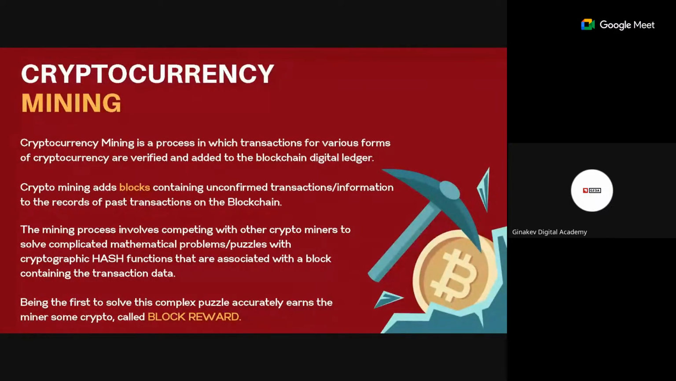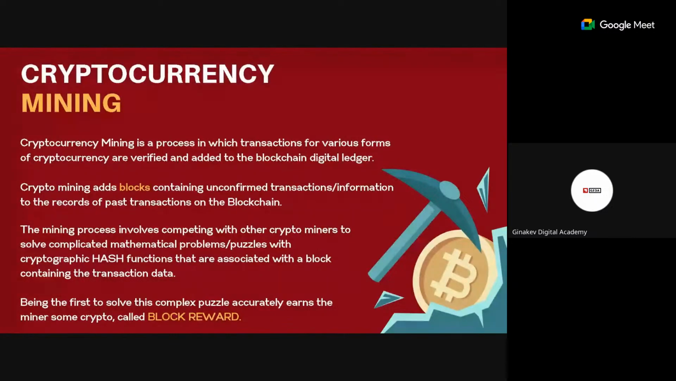It is a process in which transactions for various forms of cryptocurrencies are verified and added to the blockchain digital ledger. Crypto mining adds blocks containing unconfirmed transactions and information to the records of past transactions on the blockchain.